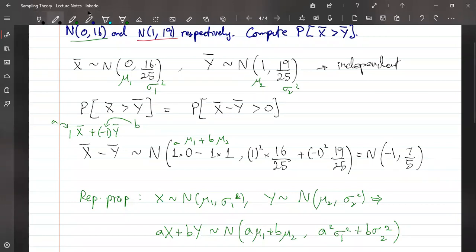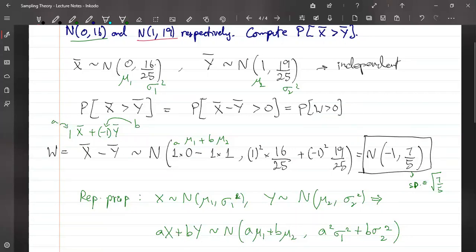So again, recall what we want is the computation. We will be using standard deviation, which is square root of 7 by 5. And so what we want now is, if you call this random variable, say W, this is probability of W greater than 0. And what is the distribution of W? It's this. So now again, this is a simple normal distribution problem.